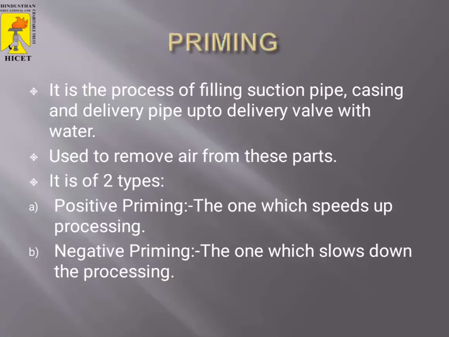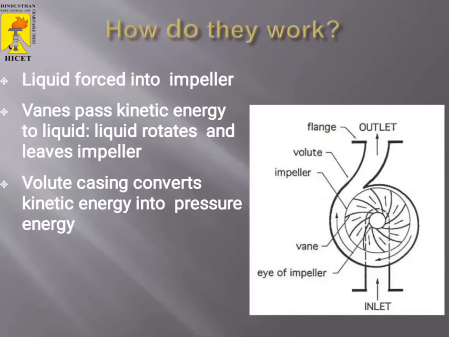It is of two types: one is positive priming and the other one is negative priming. Positive priming speeds up the processing, and negative priming slows down the processing. And how do they work? The liquid is forced into the impeller and vanes pass kinetic energy to the liquid, which rotates and leaves the impeller, and the volute casing converts kinetic energy into pressure energy.